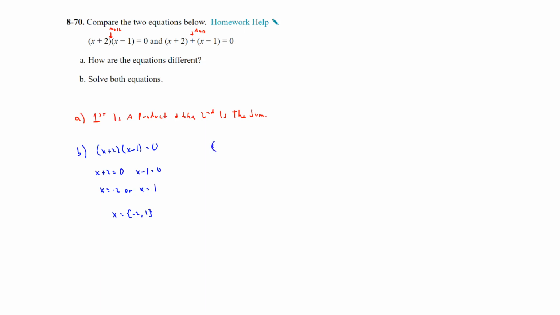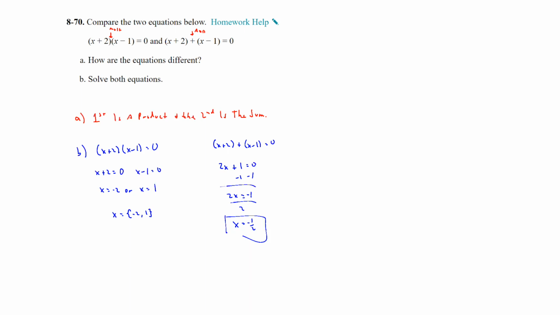And then on the second equation, we have x plus 2 plus x minus 1 is equal to 0. So this one, we can just add. x plus x is 2x. 2 minus 1 is 1. And now we can isolate the x by subtracting 1 and then dividing by 2. x is equal to negative 1/2.